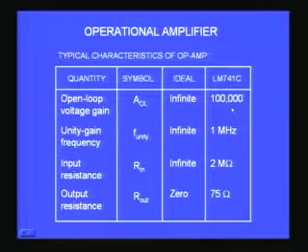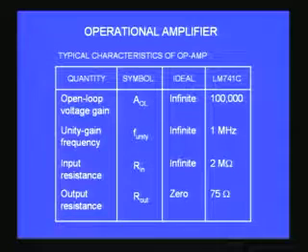100,000 is very large, 1 megahertz is about 1 million times, and 2 megohm is again 2 million, very large, and 75 ohms is very small in terms of magnitude. Therefore you find operational amplifiers are much closer to an ideal situation than your transistors, which are non-ideal devices, and that is the reason why you have to model them in different ways.